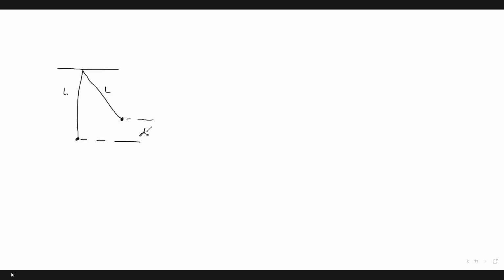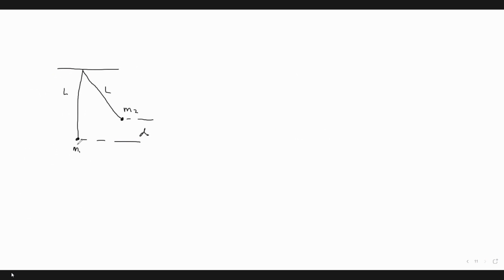These two have different masses. So we have mass 1 and mass 2. These are different masses, but L is the same. So these two balls stick together, and we want the frequency and maximum angular displacement of the motion after the collision.